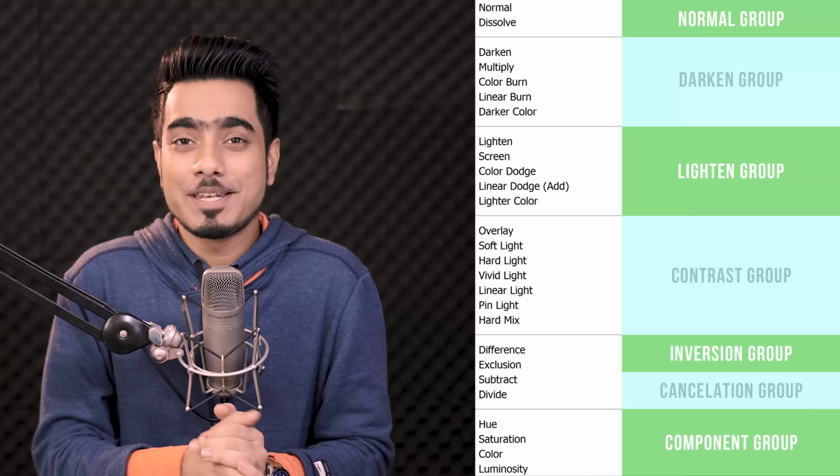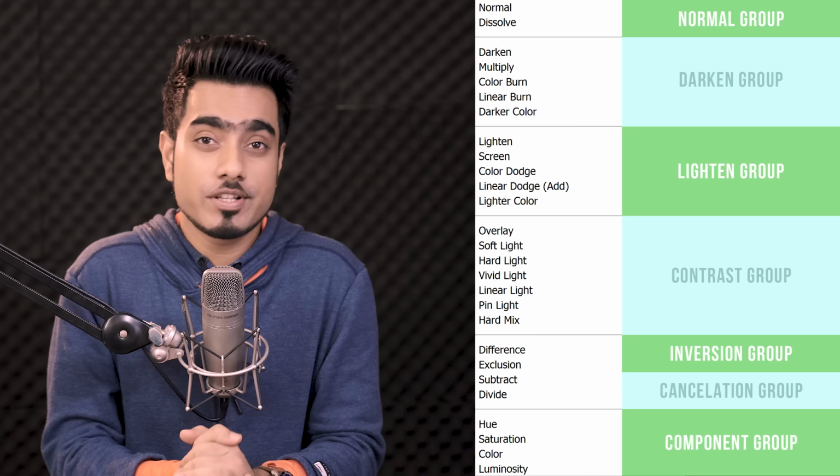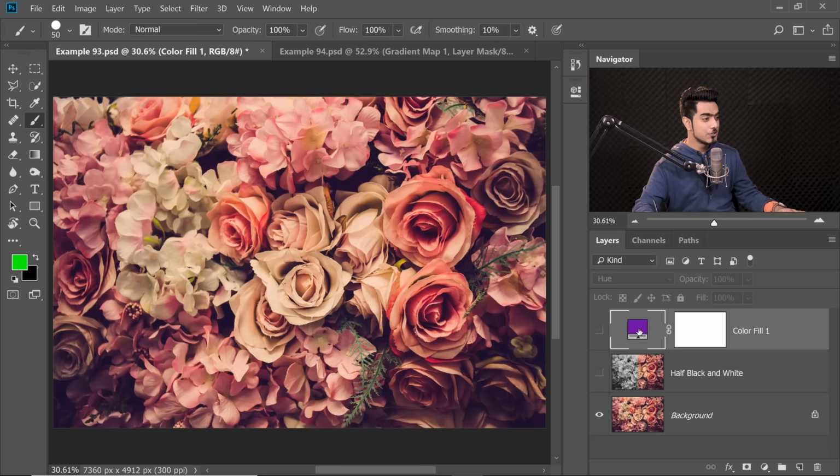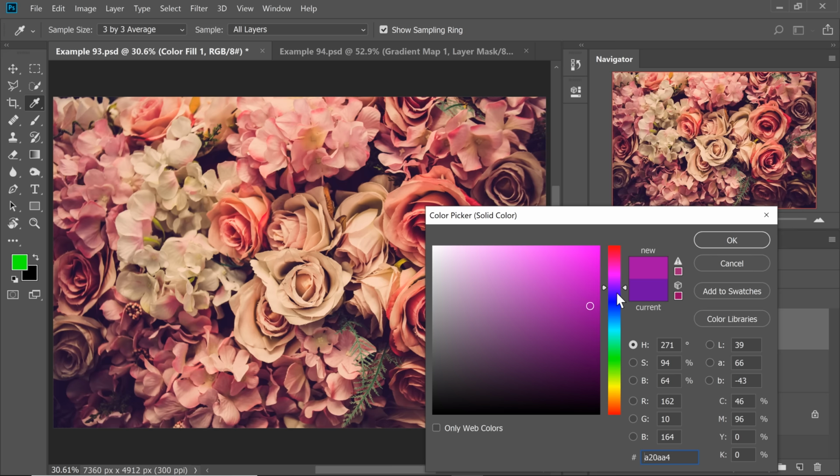The next group is component group, and it deals with different components of color like hue, saturation, and luminosity. Hue is what color, saturation is how much color, and luminosity or brightness is the brightness of that color. Let me show that to you. So here is the color picker. This is the hue bar. So if I change this one, it changes the root color. Hue determines what is going to be the root color.